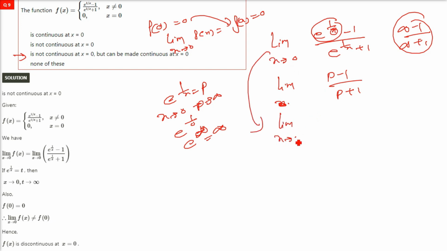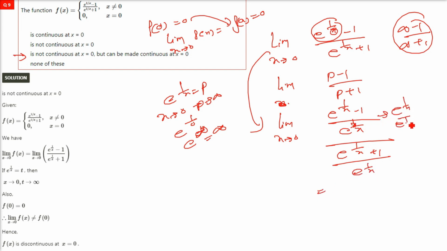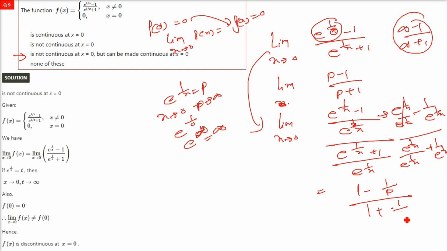So limit x tends to 0. Now divide both numerator and denominator by p, that is e raised 1 by x, which I just called p. So I'm doing it to numerator and denominator: e raised 1 by x by e raised 1 by x minus 1 by e raised 1 by x, and here also e raised 1 by x divided by e raised 1 by x plus 1 by e raised 1 by x. This is 1 minus 1 by e raised 1 by x over 1 plus 1 by e raised 1 by x. Now see here, I'm just replacing it by p. I'll just show what will happen.